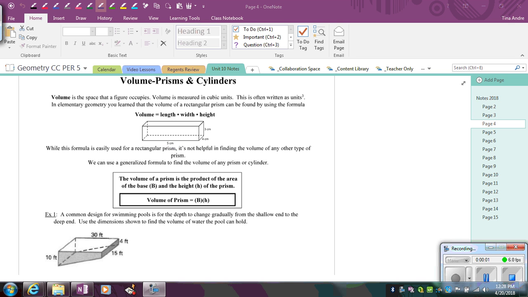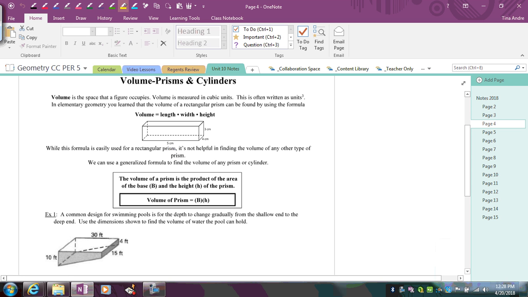In this lesson, you're going to learn about volume. So we're going to start off with finding volume of prisms and cylinders. First of all, volume is the space that a figure occupies. So it's how much space is in something. And we measure volume in cubic units.